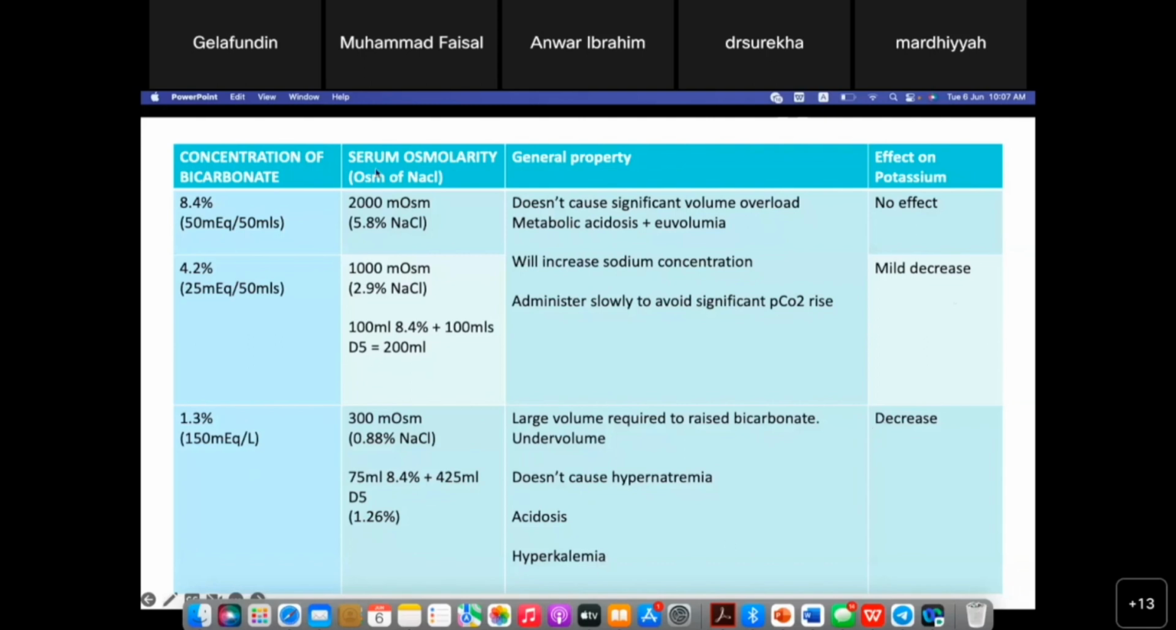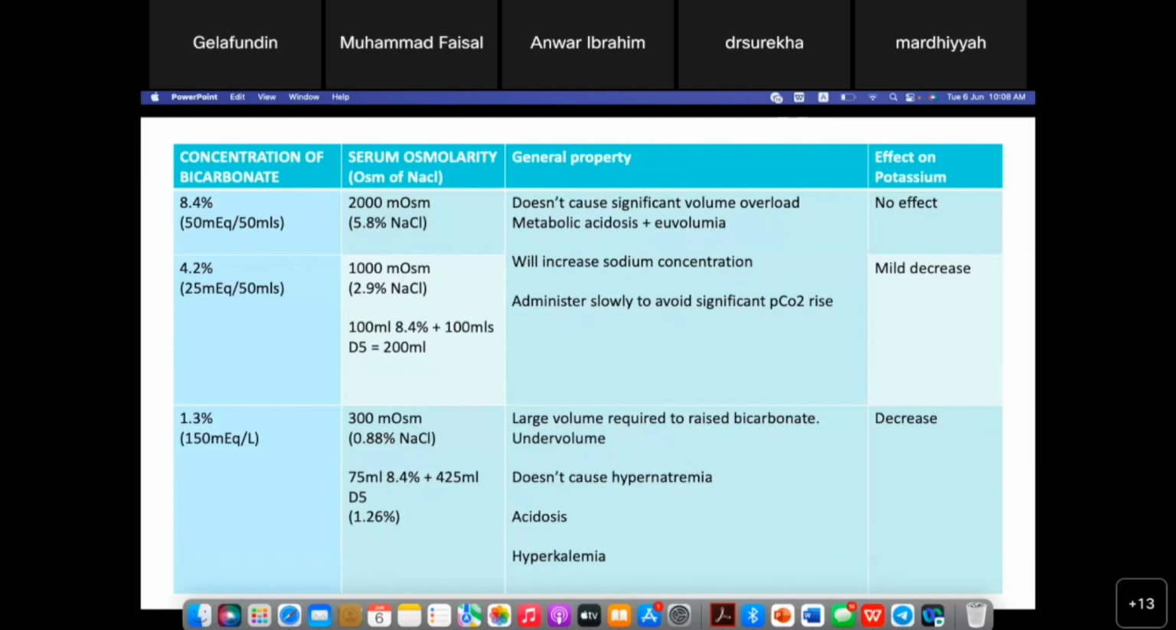But for the hypertonic one, because of the hypertonicity, when the hypertonic solution enters our vessel, it will cause water from the cells to come out. It will pull water. When it pulls water, it creates a phenomenon called solute drag. It will pull potassium along with it. So potassium comes out, and you actually cause an increase in potassium.